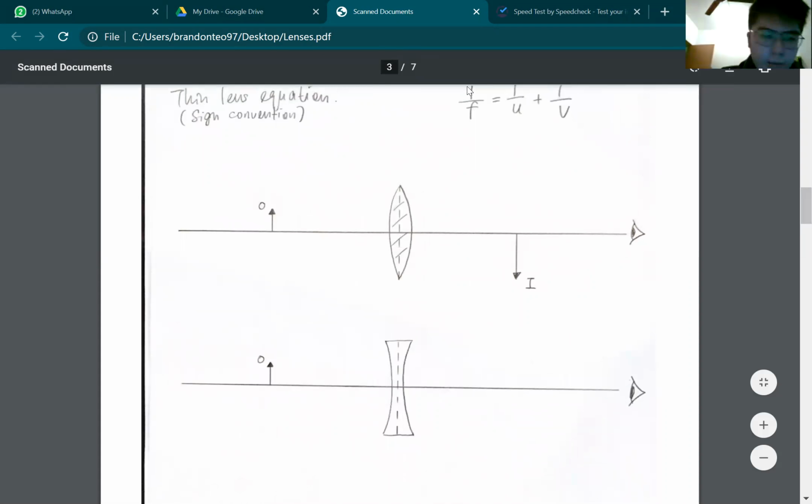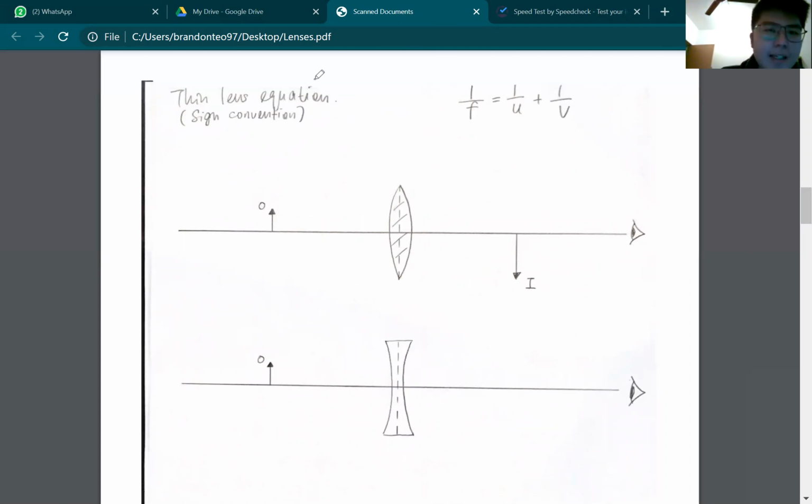OK, 来，我们继续啊。OK, thin lens equation. Now, 这个 formula is very, very important. This one, I want you to focus on this one. Okay, 1 over f equals 1 over u plus 1 over v. This is the formula that you are going to need again and again in this chapter for the calculation.